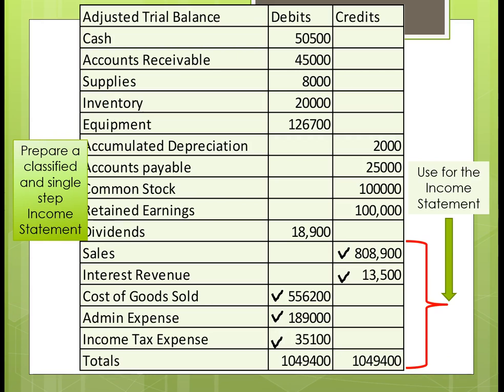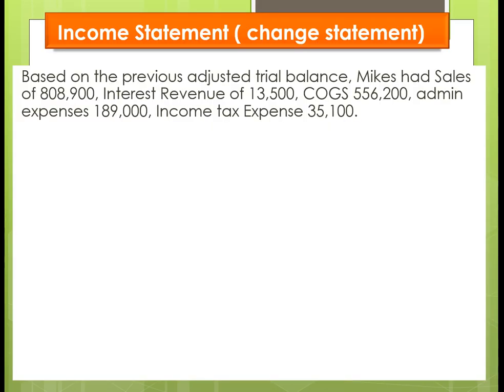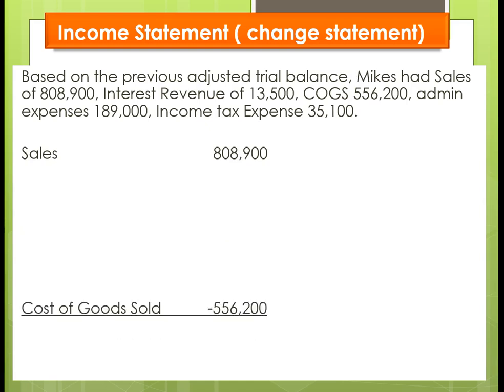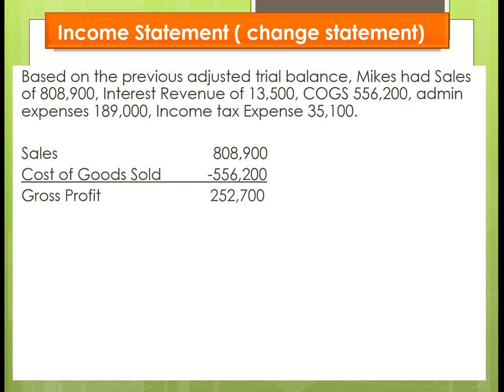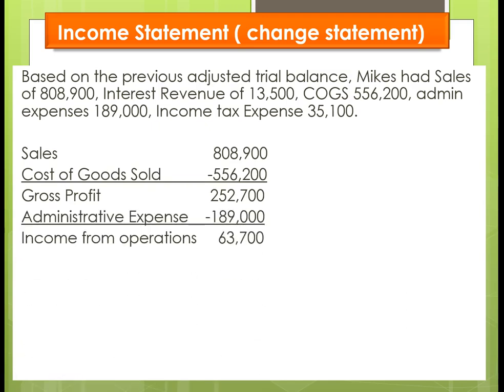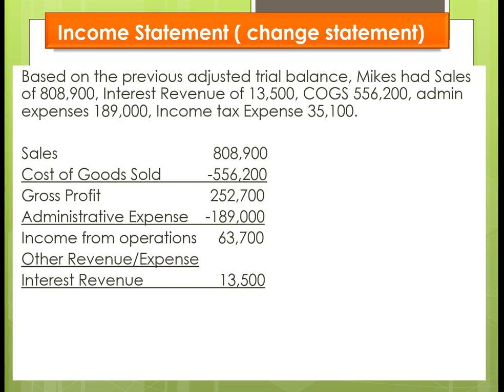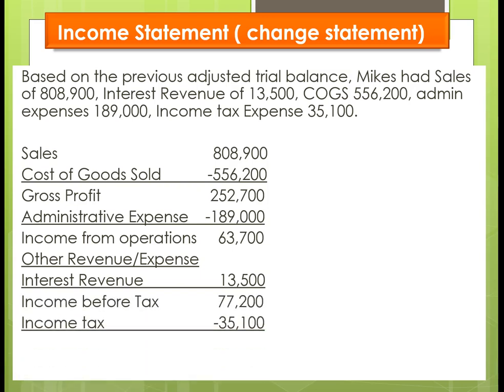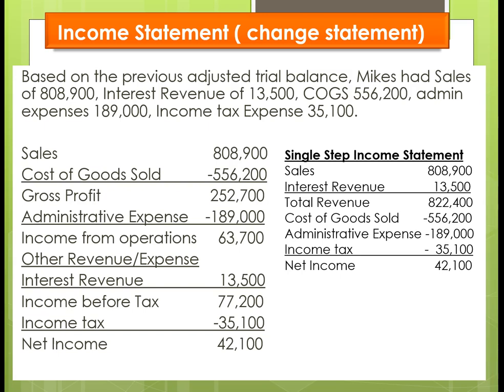Now we're going to look and see what that looks like. So, based on the information provided, we're going to have our sales less cost of goods sold. That's how we get our gross profit. Minus administrative gives us income from operations, other revenue and expense, income before taxes, income taxes, and net income. This is what it would look like if it was single step.